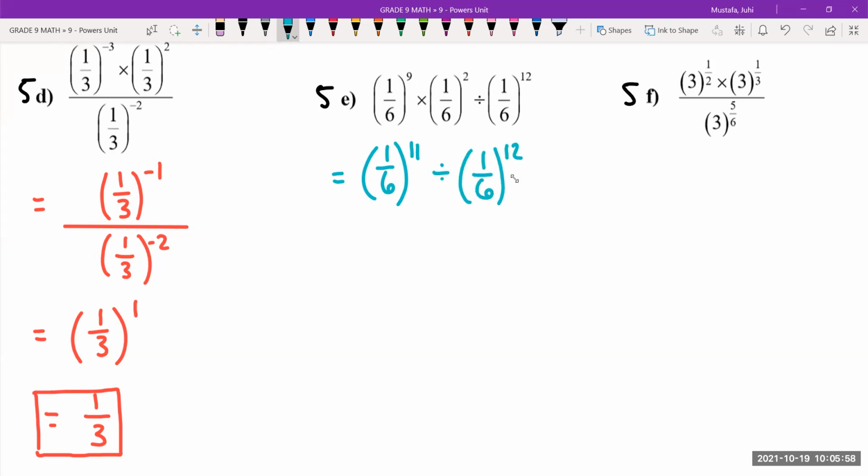By the way, if these bases were not the same, you could never use power laws. You have to double check, triple check to make sure the bases are all the same. Okay, now as our final step, we're going to subtract these exponents. What is 11 take away 12 going to give me? Be really careful with your integer rules. It's going to actually give me a -1.